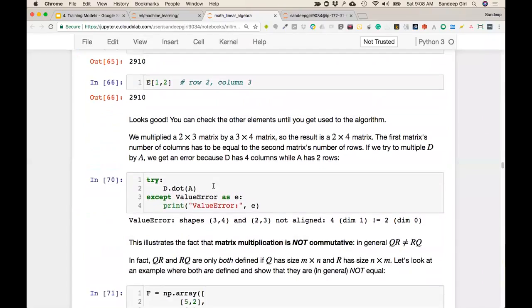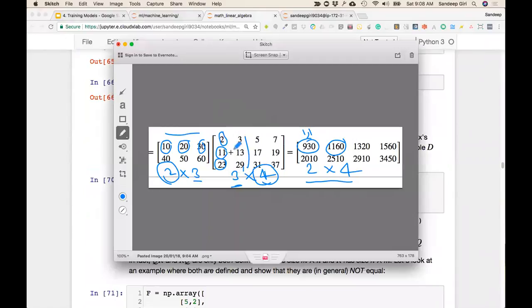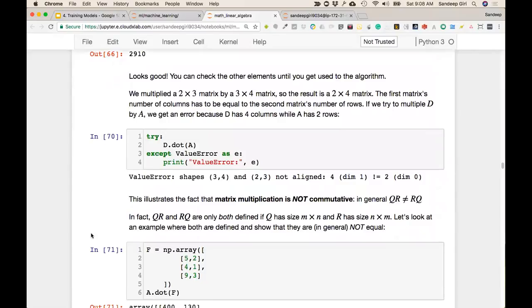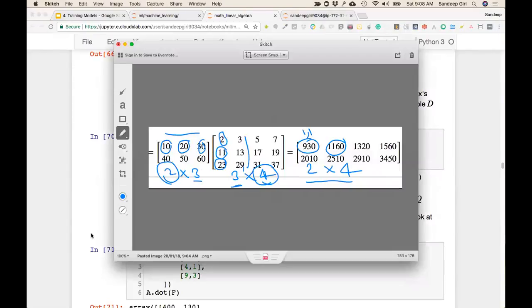So this way, if you have different shapes, if these dimensions are not matching, if the number of rows in this one is not matching with the number of columns in the first matrix, it is going to give an error. Therefore, you cannot arbitrarily multiply these matrices.